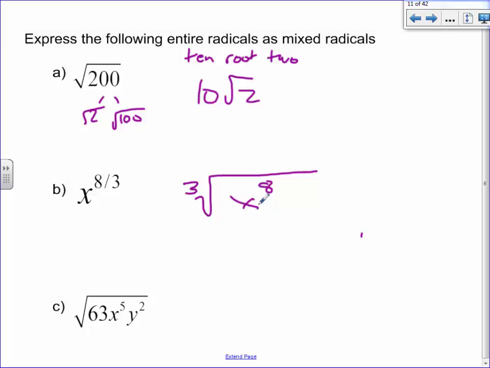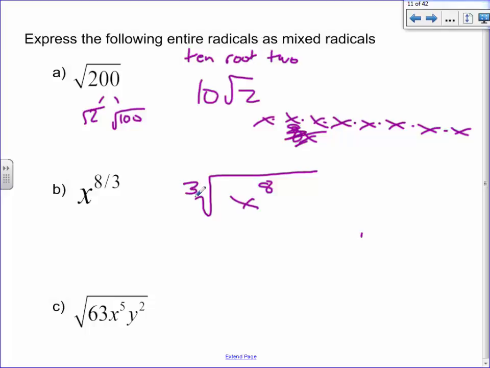8 x's, but all times by each other. It doesn't mean 8x. That's not it. It means x times x times x times x. And I'm actually going to write out 8 of them for the visual here. Is that 8? That's 8. That's what x to the 8 really means. You need 8 of them.